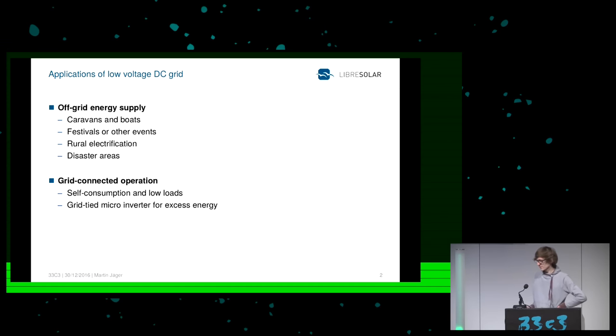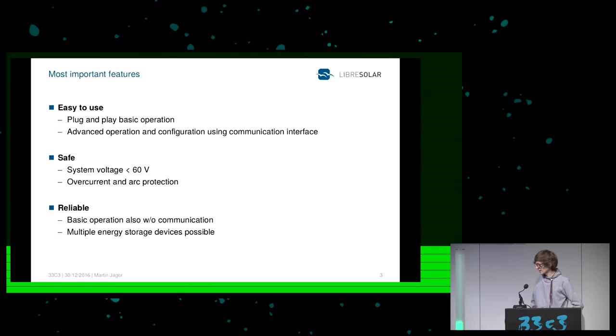Then, of course, grid connection could also be used. So you could extend your normal AC grid for self-consumption and use a battery in the system, and then feed the excess energy into the grid. The most important features: it should be easy to use, so also plug and play for my mom, without any advanced configuration. Then with a communication interface, you can add advanced features to the system. It should be safe, so a voltage below 60 volts is planned, and it should be reliable.